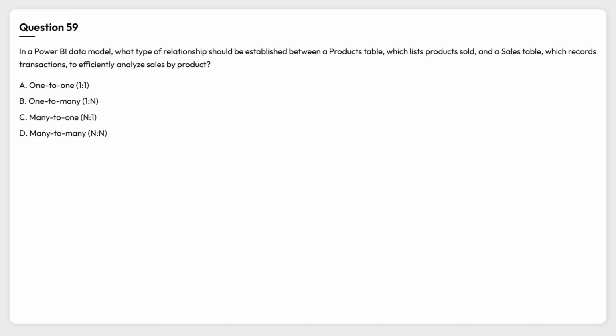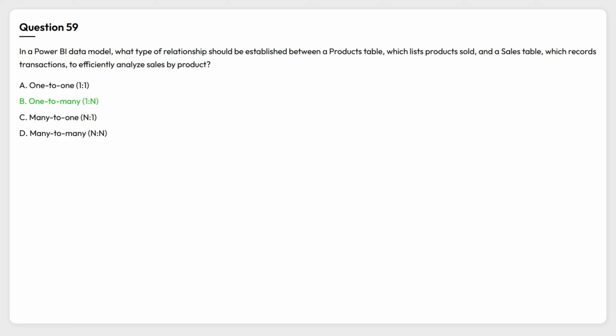Question number 59. In a Power BI data model, what type of relationship should be established between a products table, which lists products sold, and a sales table, which records transactions to efficiently analyze sales by product? Option A, 1 to 1. Option B, 1 to many. Option C, many to 1. Option D, many to many.